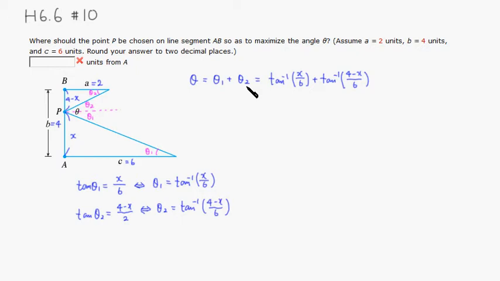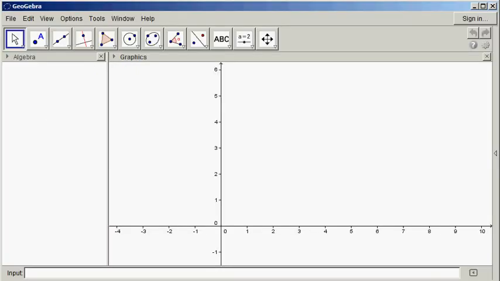All right, so let's put this in GeoGebra. I'm going to call the function f, f of x, or you can call it theta of x if you want. This is arctangent, and in GeoGebra arctangent is atan. So arctangent of x over 6 plus arctangent of 4 minus x over 2.